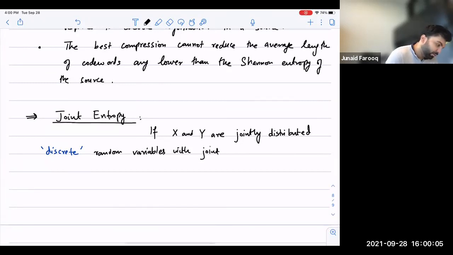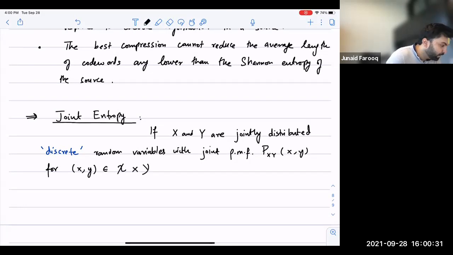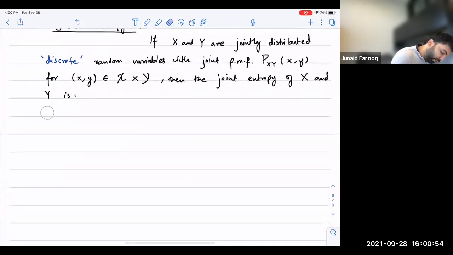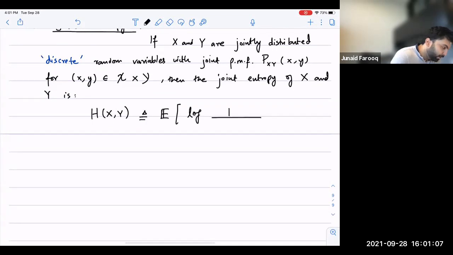with the joint probability mass function Pxy of x and y, with x and y belonging to a set chi cross y, then the joint entropy of the variables X and Y can be written as H(X,Y), and is defined as the expected value of the log of 1 over the joint probability.